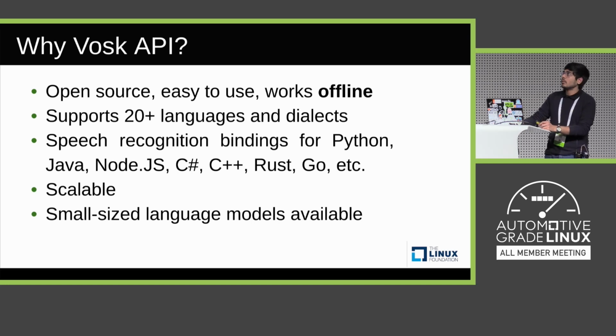So the best example is that for English it has, I think, two models: English US and English Indian, which is trained on Indian data sets and so on. So it's quite diverse. It's scalable, so it scales from small embedded systems like Raspberry Pi to Android devices, iOS devices, or to big clusters. And as I mentioned before, models are available in both big and small sizes. We'll see about the models in a few minutes.